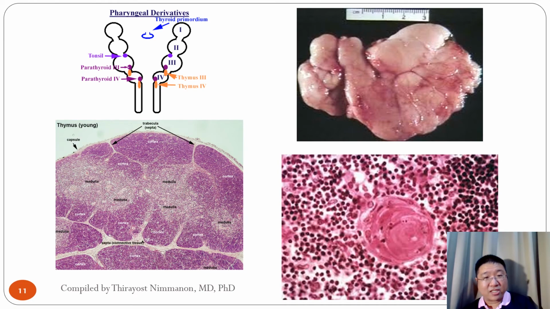And the thymus develops from pharyngeal pouches 3 and 4. It can be divided into the cortex and the medulla, and it is composed of lymphocytes, which are called thymocytes, and also thymic epithelium. We may observe Hassall corpuscles here, like this, which arise from thymic epithelium.